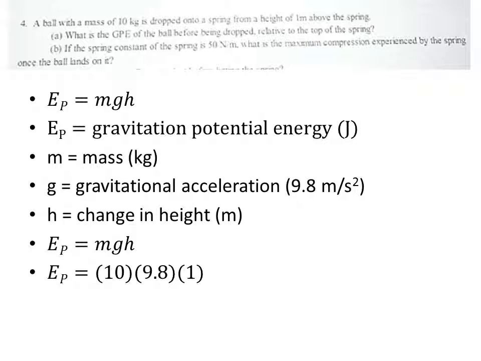So again, E sub p is equal to mass times gravitational acceleration times change in height. We're told that the mass of the ball is 10 kilograms. G is a constant, which is 9.8, and we're told that the difference or the displacement in height is 1 meter, so we just substitute. So 10 times 9.8 times 1 is equal to 98. So the gravitational potential energy of the ball before being dropped relative to the top of the spring is 98 joules.